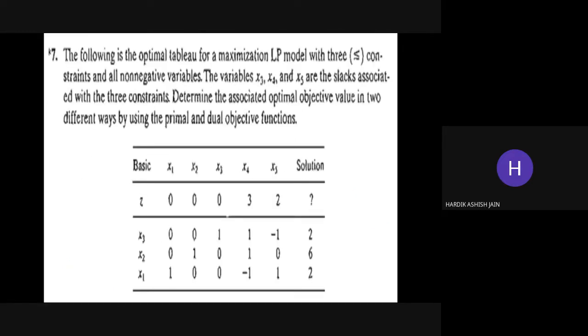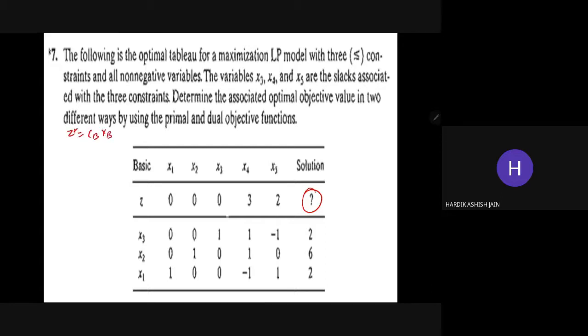Now, following is the optimal table for the maximization LP model with 3 less than or equal to constraints and all non-negative variables. The variables x3, x4, x5 are the slacks associated with the 3 constraints. Determine the associated optimal objective value in 2 different manners by using the primal and dual objective functions. Means you have to determine the value of this. So the value of this is what? It is the Z star, and Z star is what?